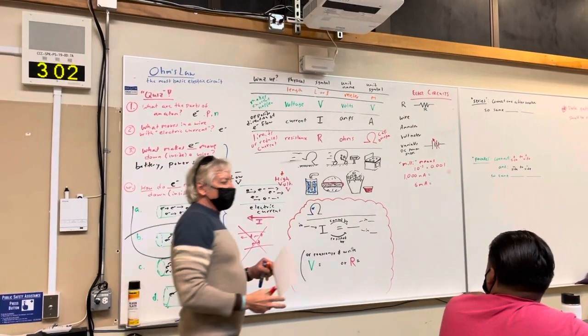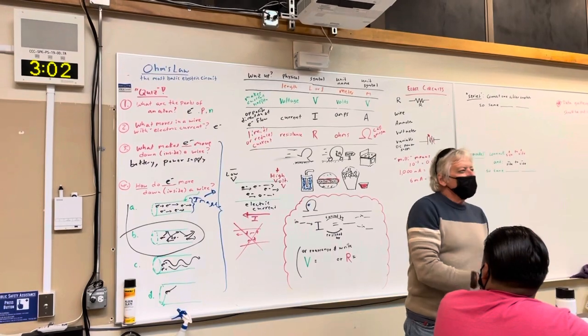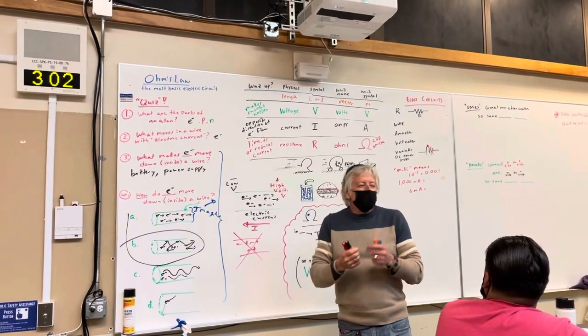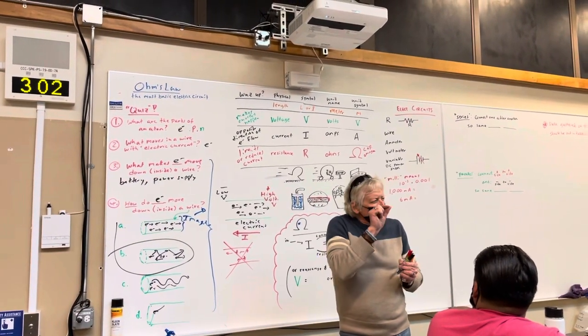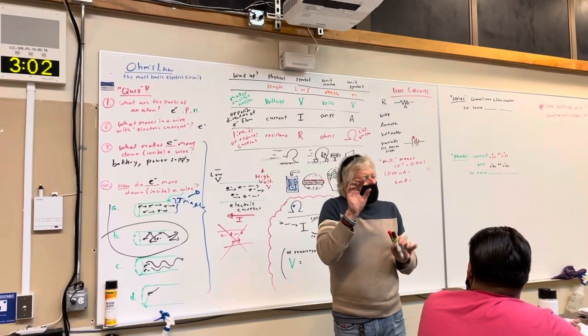And the way you do it is you have a little piece of material. You don't use metal, but you use some combination of carbon and whatever. It lets the current flow, but just not too much.